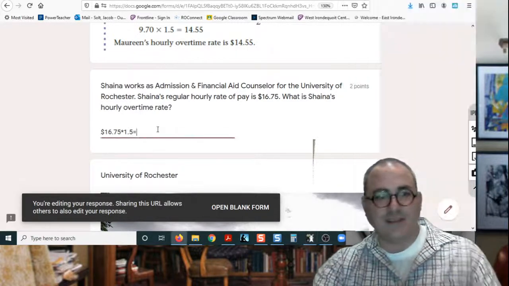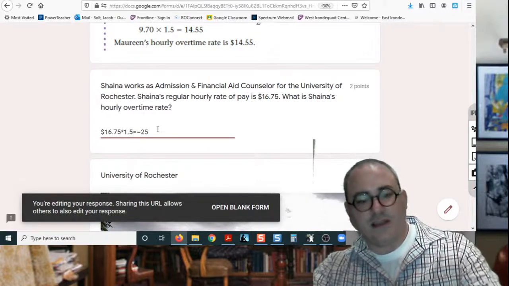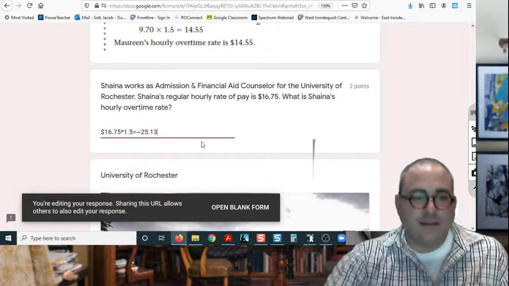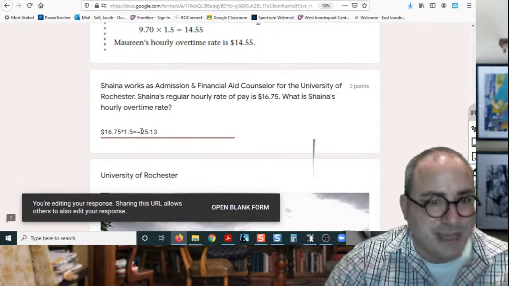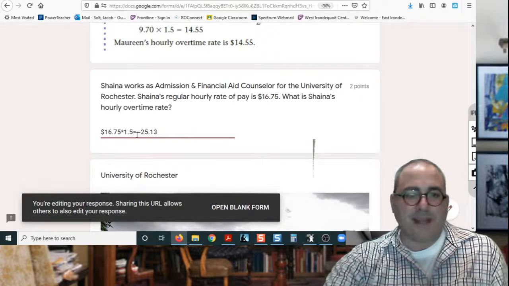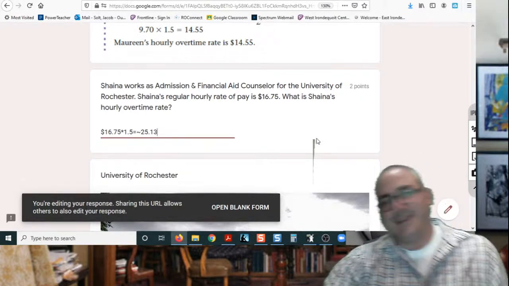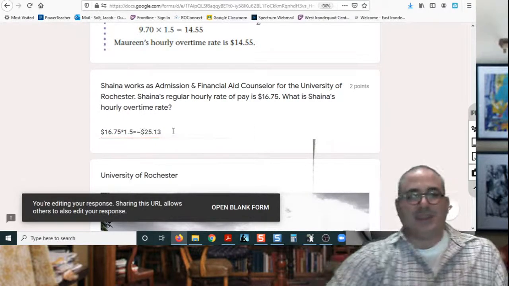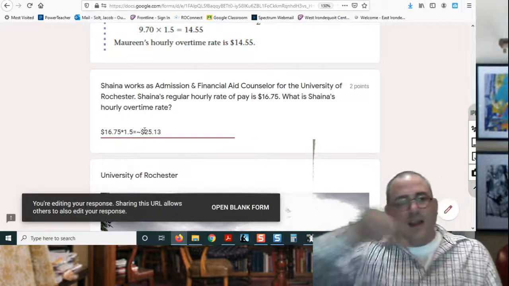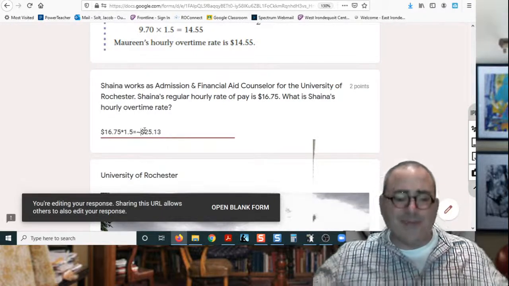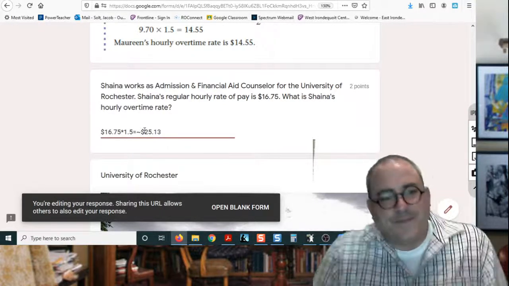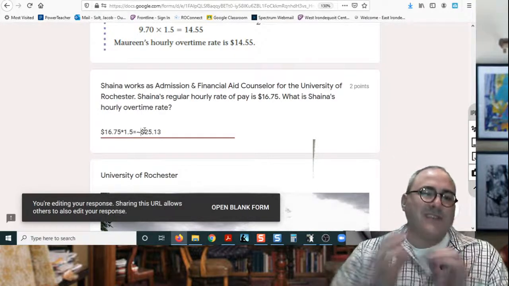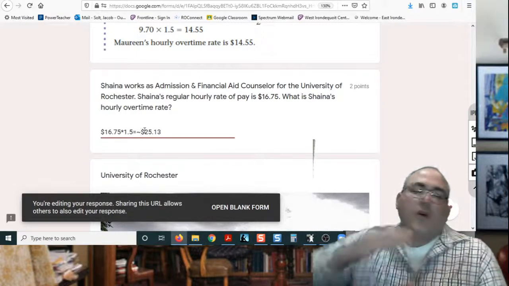$25.13. I'll put a little squiggly in here to say that I've rounded. $25.13. That little squiggly, near your escape key on your keyboard, just says I'm approximating here. It's not quite equals. A lot of math teachers like to be precise in their expressions. Even better, I would find the double squiggly, but I don't know where to find that on my keyboard, so I think the squiggly would be good enough. $25.13. So she's making $25.13 per hour for every hour over that 40.